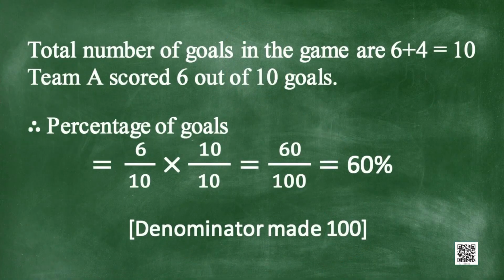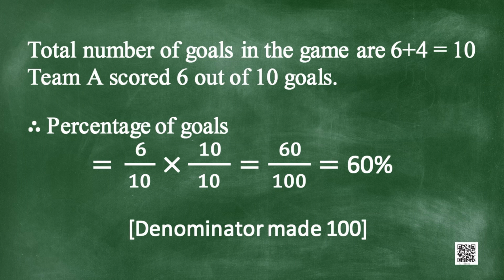Students, in this situation, the comparison can also be done using percentage. So firstly, let's try to calculate the percentage of goals by team A. If we find the total number of goals in the game, it will be equal to 6 plus 4, which is equal to 10. So team A has scored 6 goals out of 10 goals. So the percentage of goals is 6 by 10 multiplied with 10 by 10, which is equal to 60 by 100, that is nothing but 60%.